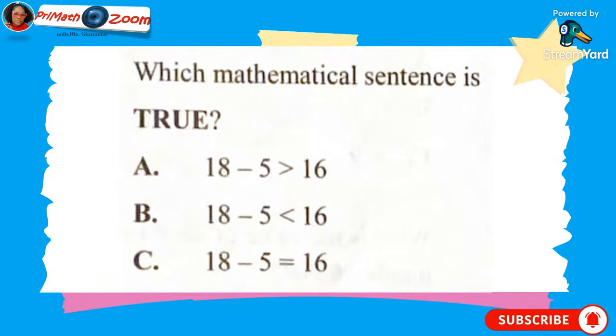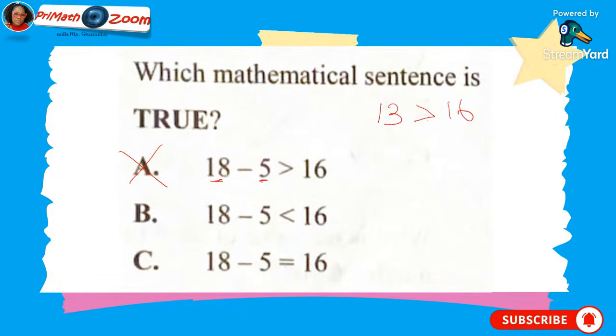All right. Okay, so people are saying B. I want to work from A straight down to C to see what is happening. 18 minus 5 is 13. That means A is the same as 13 is greater than 16. And is that statement true or false? This has to be false because 13 is not greater than 16. So our answer cannot be A.